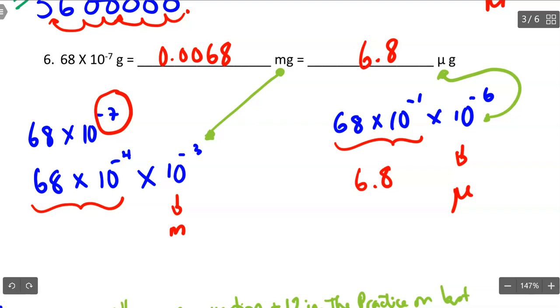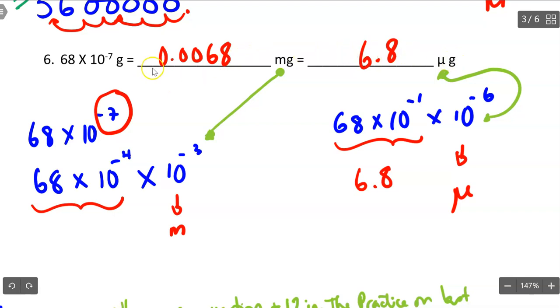Hello everyone. I would like to continue with the previous video. I stopped right here, where we have to convert 68 times 10 to the exponent negative 7 gram to milligrams and then to micrograms.